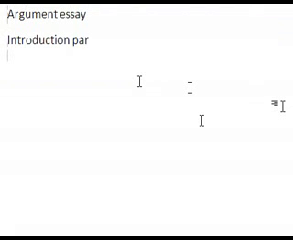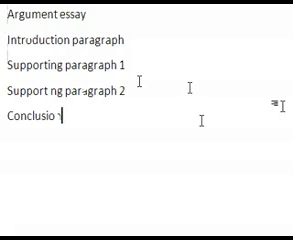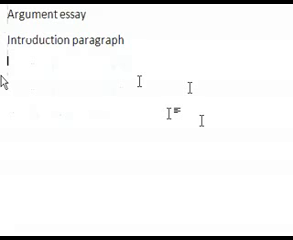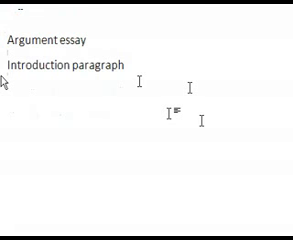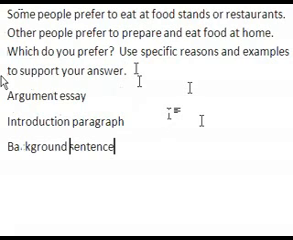So now if we just go over the breakdown of an argument essay. An argument essay starts with an introduction paragraph. It has 2 supporting paragraphs. And it has a conclusion paragraph. And in each paragraph there are sentences, and the sentences have jobs to do. Now if we take these away for now, we'll start with our introduction paragraph.